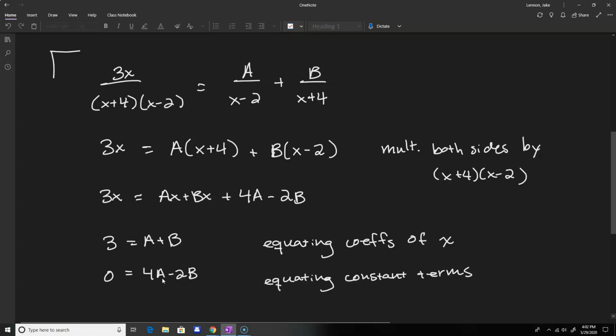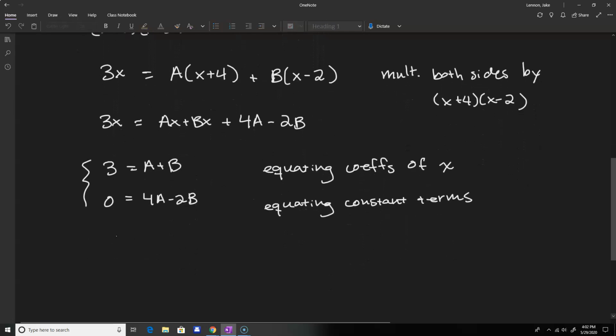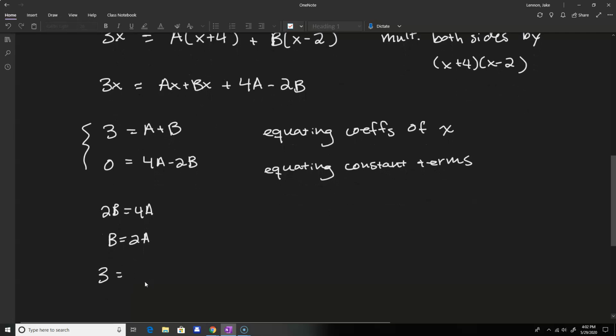So now we have a system of equations right here, and you can solve that with whatever method you prefer. Substitution looks pretty easy here because in the second equation, we'll quickly see that 2b equals 4a. So dividing by 2, we get b is equal to 2a. And then we can substitute that into the top equation, and we get 3 is equal to a plus 2a. So that means a is equal to 1, and b is twice a, so b is equal to 2.